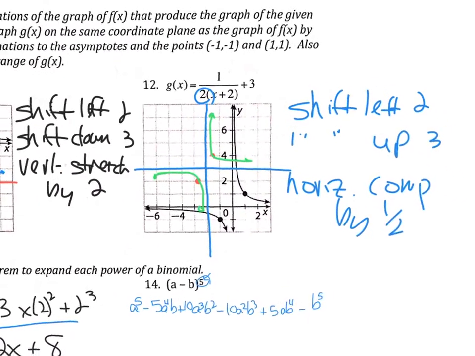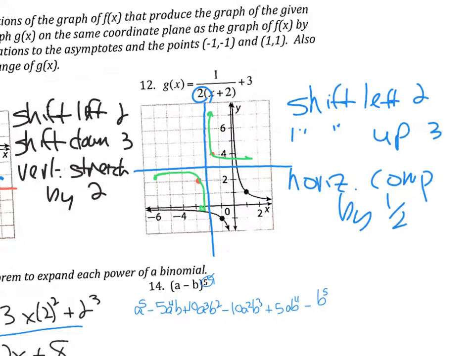12, same kind of deal. Write your shifts first. Got a +2 there, so shift left 2. Got a +3, that's up 3. Now, this time the 2 is in the denominator. Because it's in there, it's horizontal. And because it's horizontal, you got to do reciprocal. Reciprocal of 2 is 1/2. So it's a horizontal compression by 1/2.